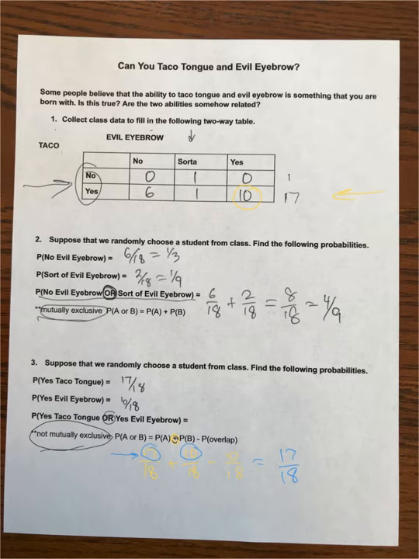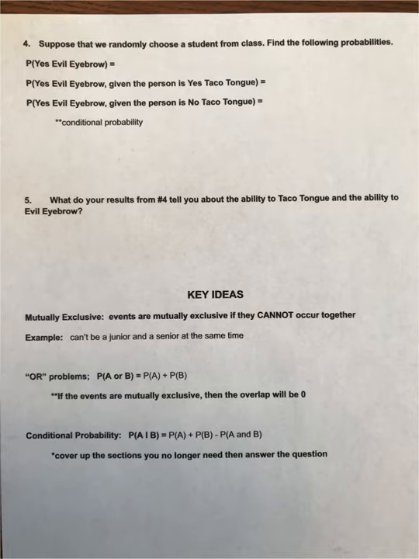Okay, so let's keep this going. Suppose that we randomly choose a student from class. Find the following probabilities. So you'll have to look at those numbers again, but I'll just give them to you as we go through this. The probability that yes, you have an evil eyebrow. Well, there were 10 of those that had an evil eyebrow. 10 out of 18. Okay?